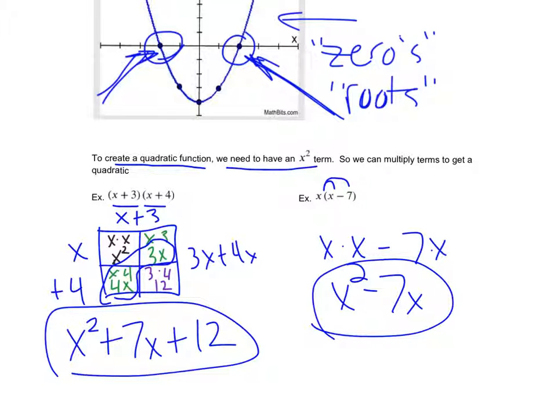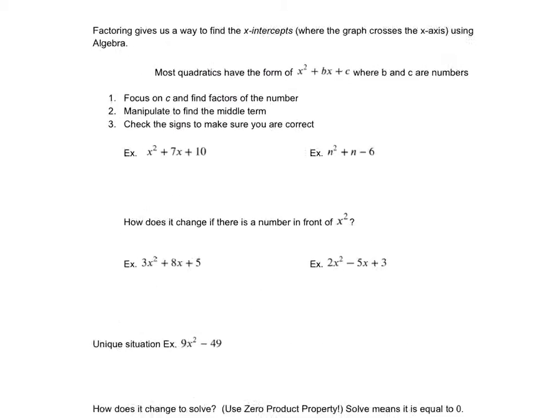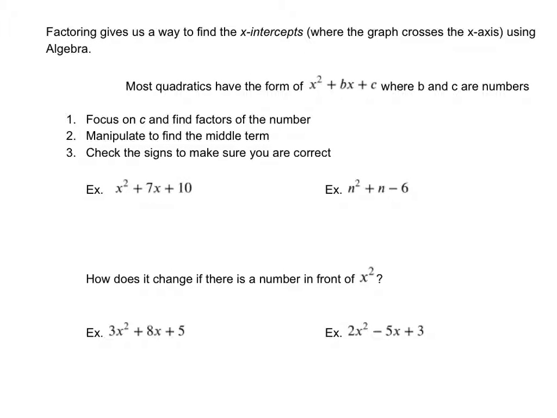You're given some roots, some zeros, and you're trying to put together a quadratic that represents those zeros. Now, when we factor, most quadratics, as you can read right here, have the form x squared plus bx plus c, where b and c are numbers. So I focus on c and look at the factors of that number, manipulate to figure out how I can get a middle term, and then check the signs to make sure you're correct.